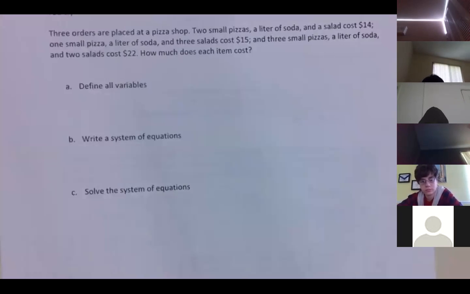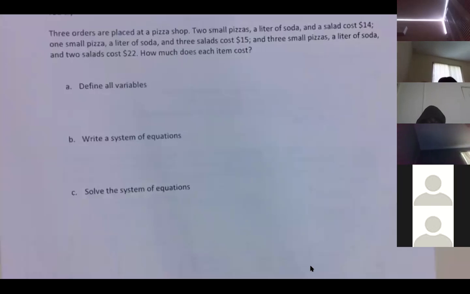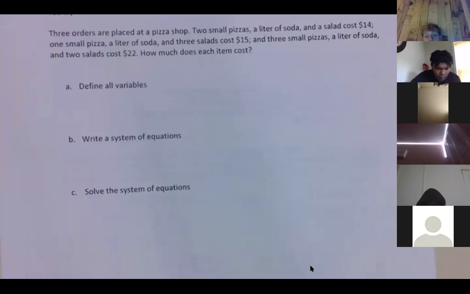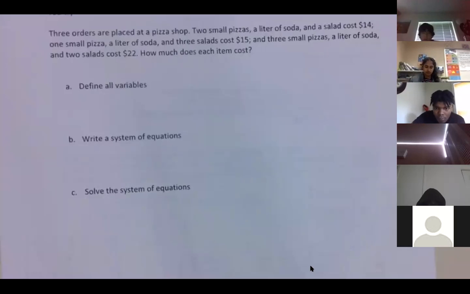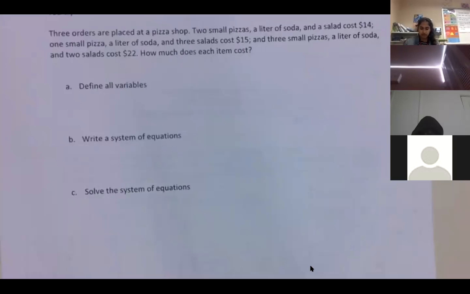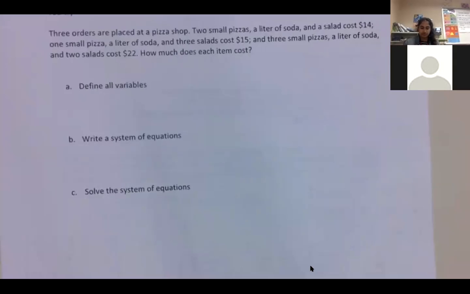Does anyone need more time to get that problem down? All right, looks like we're good to go. So I'm gonna go and put you in groups, and then I'll come and visit each group and make sure that I can answer all your questions if you have them. All right, there you go. Tia, make sure you join your breakout room.